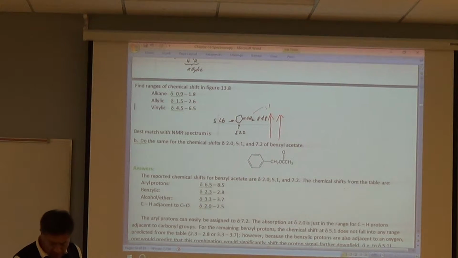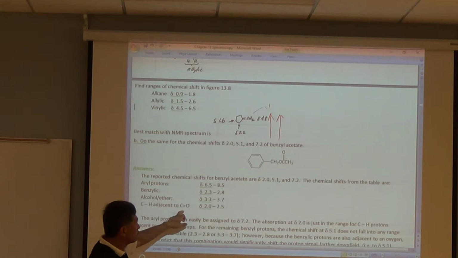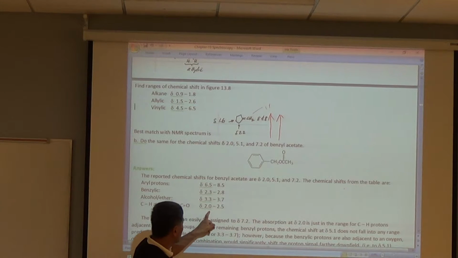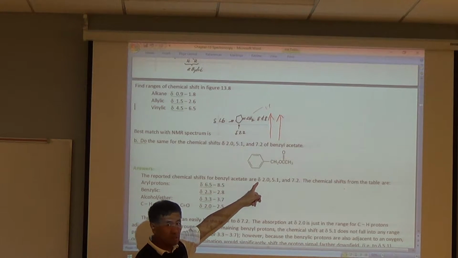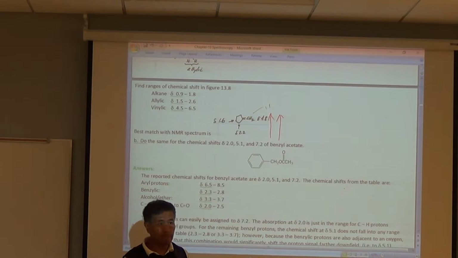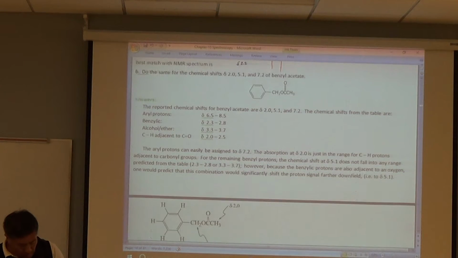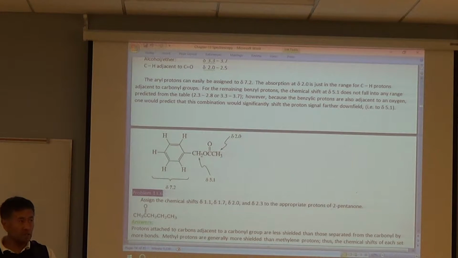Now the last one is matching pretty well. You have this CH adjacent to a carbonyl, referring to those CH adjacent to this carbonyl. The number should be somewhere at 2.0 to 2.5, and you can see the 2.0 here. That means this 2.0 will be for those CH3. Okay, so that's the result when you assign those numbers.